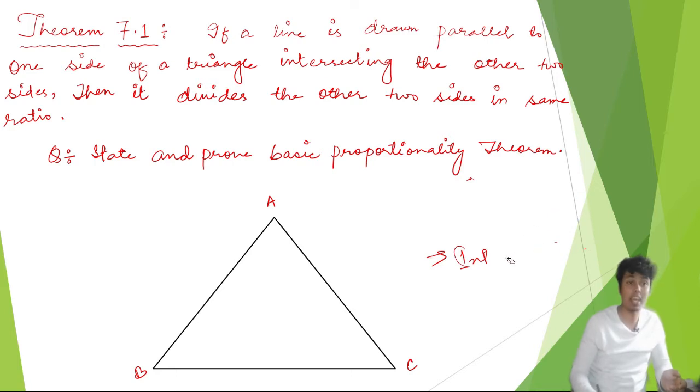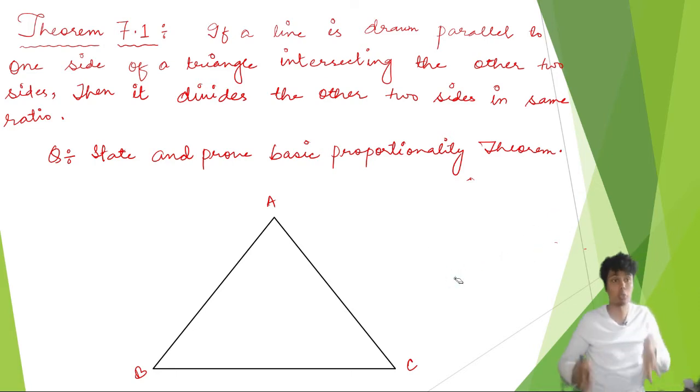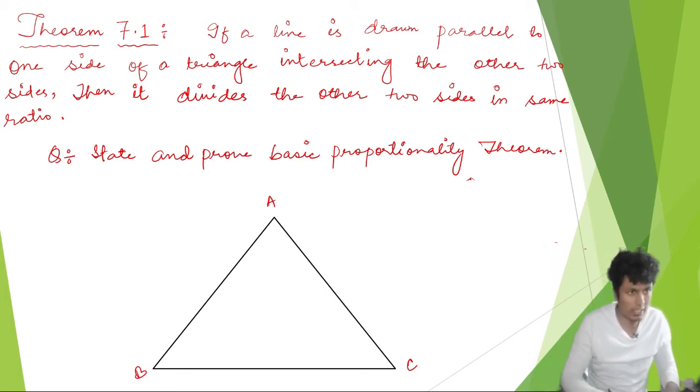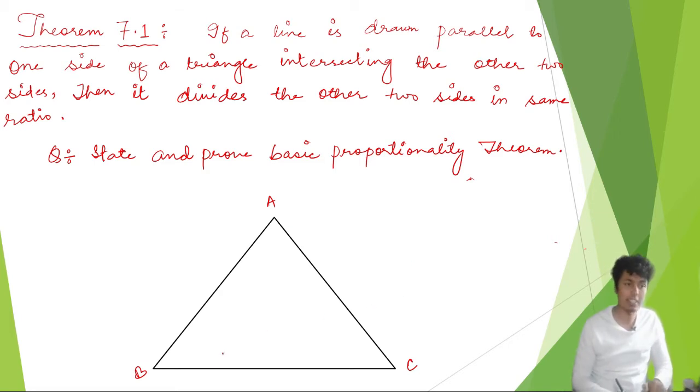Now let us look over the question. The question says, if a line is drawn parallel to one side of a triangle intersecting the other two sides, then it divides the other two sides in the same ratio. Now what does it mean? If a line is drawn parallel to one side of a triangle, what are the sides of the triangle here? AB, BC, and AC. Let us take one side as BC and draw a line parallel to BC. Let us name this line DE.